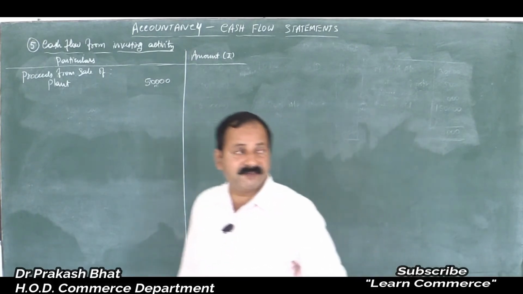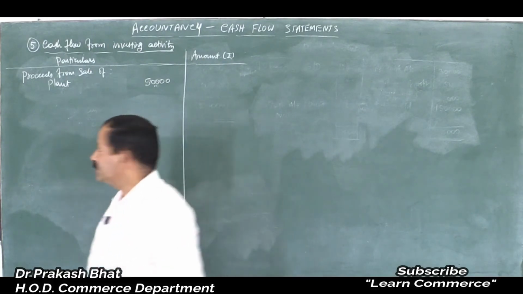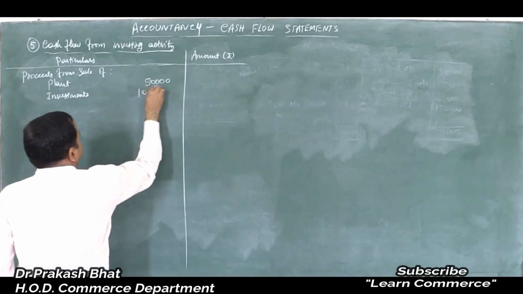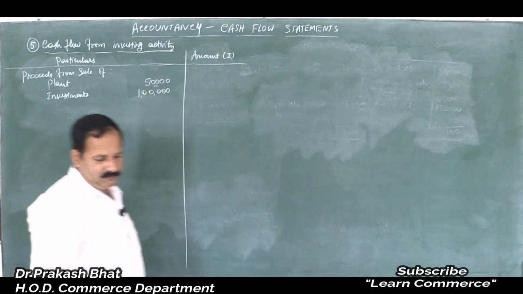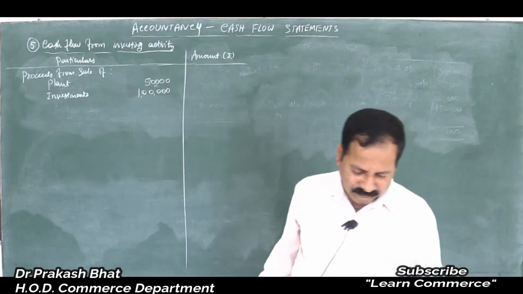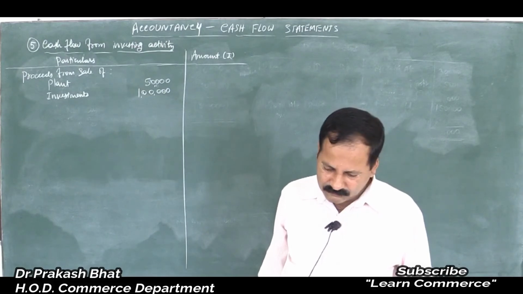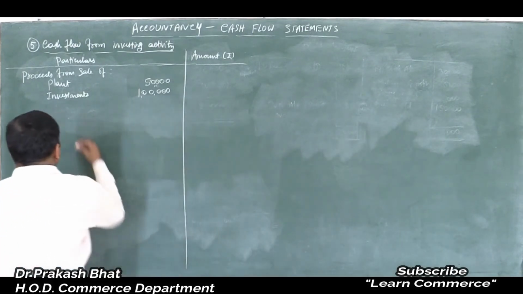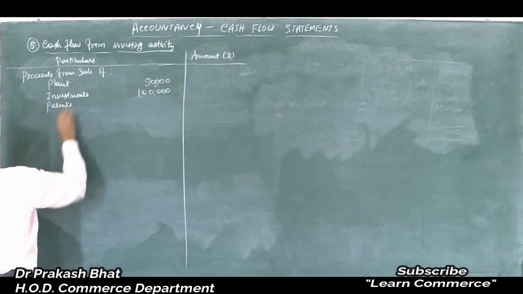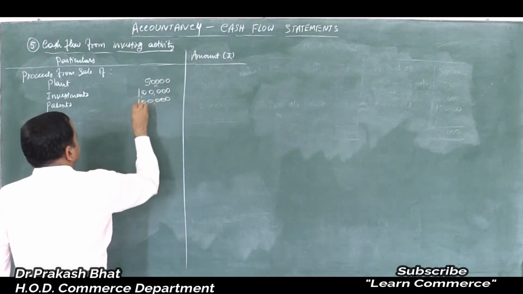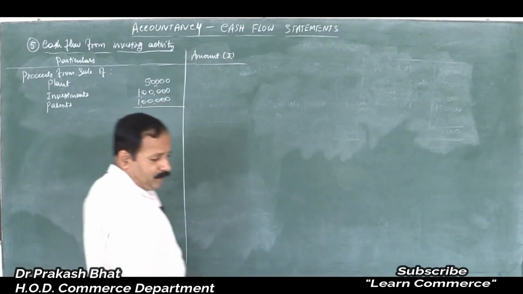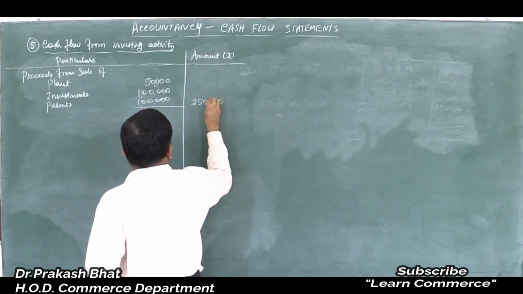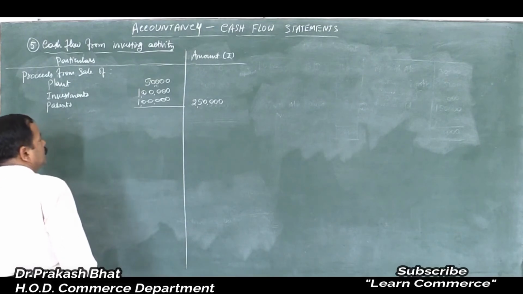Investments, how much? 1 lakh. Then what else? Patents, right? Patents 1 lakh. What is the total inflow here? Total inflow is 2,50,000. Is that correct? That is total cash inflow.